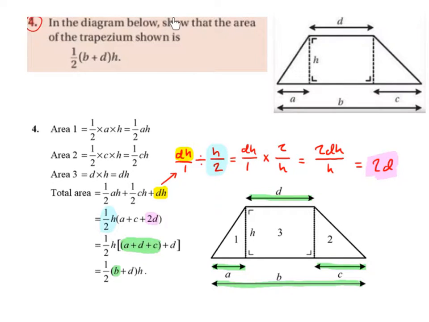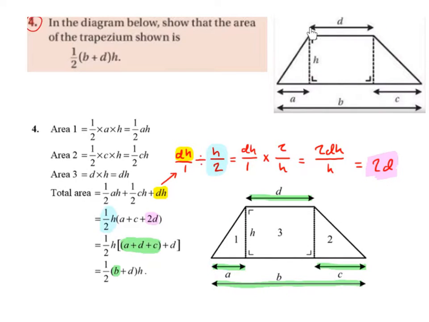In the diagram below, show that the area of the trapezium shown is a half times b plus d times h. So here's our trapezium. The b is the distance along the very bottom, so the base. The d is the distance along the top, and the h is the perpendicular height or perpendicular distance between the two parallel lines.